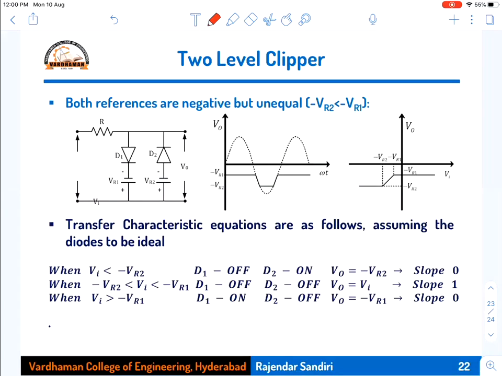Next, both references are negative but unequal again, and minus VR2 is less than minus VR1. In this case also, again you have to compare: Vi less than minus VR2, because VR2 is the lower value, Vi greater than minus VR1, and the middle portion. Middle is nothing but between minus VR2 and minus VR1. So in the middle V0 is equal to Vi, the lower one will be equal to minus VR2, the upper one will be equal to minus VR1. Therefore your waveform portions are as follows.